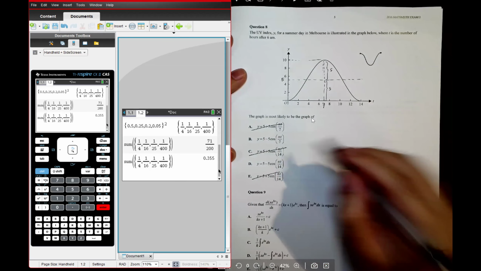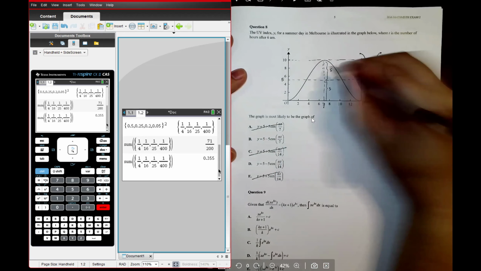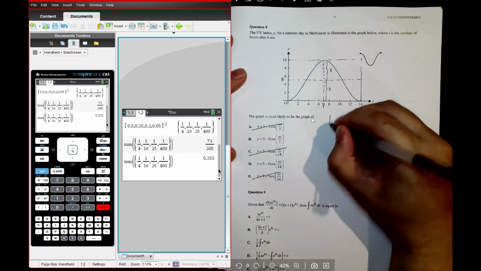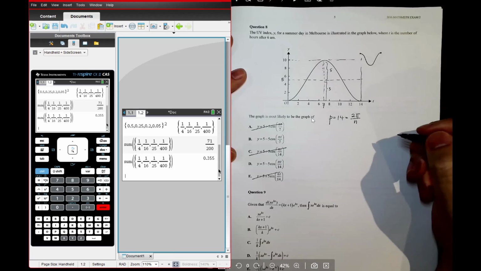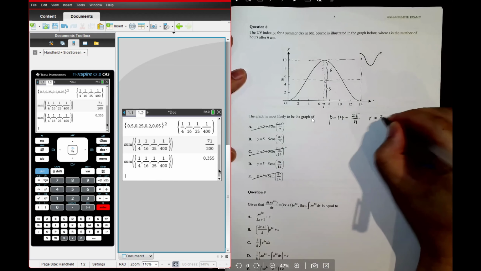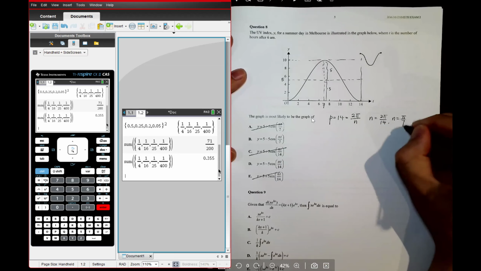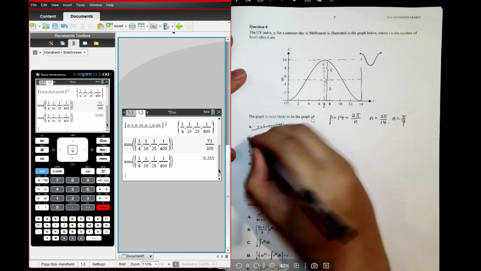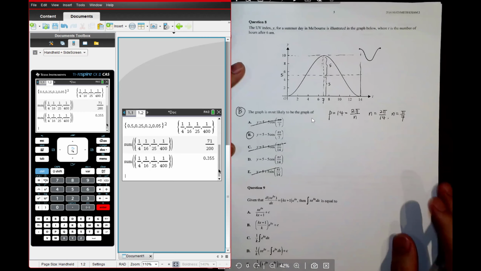The next thing is we look at the period. This is one cycle or one period of the cosine graph. So the period equals 40. And we can use 2 pi over n, where n is the coefficient in front of x. Therefore, n equals 2 pi over 40, and n equals pi over 7. So I would say option B is the most suitable answer. All right, question 9.